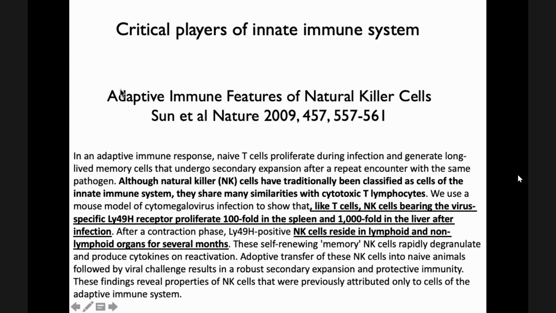Now, this paper was published in Nature in 2009, and the title is "Adaptive Immune Features of Natural Killer Cells." If you want to read more about this paper, read it. It's a very interesting paper, which for the first time showed that NK cells have all the features which are also associated with your adaptive immune cells.